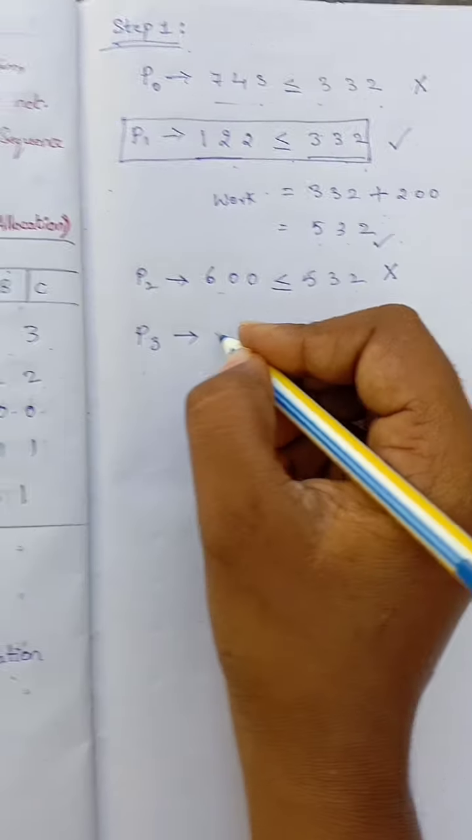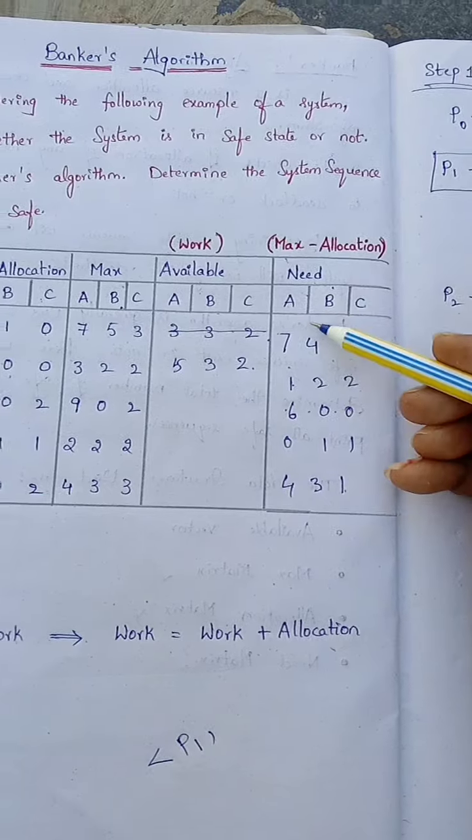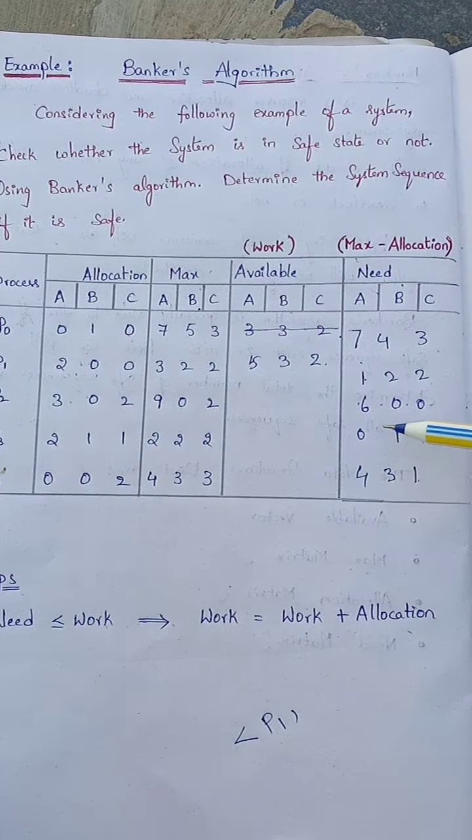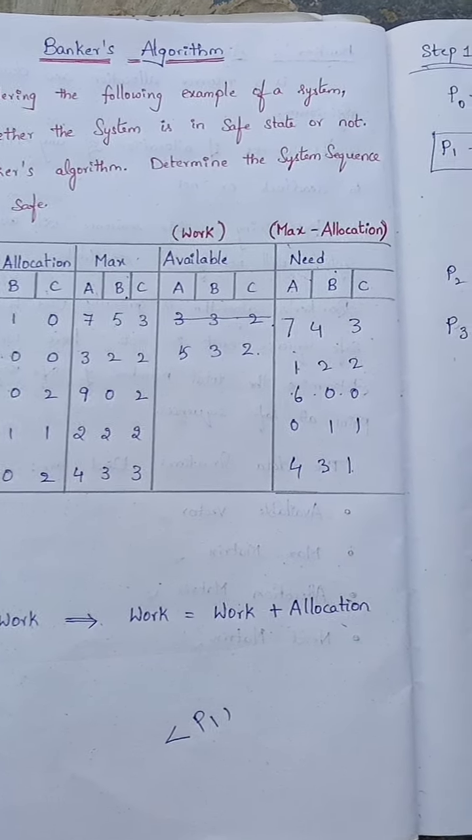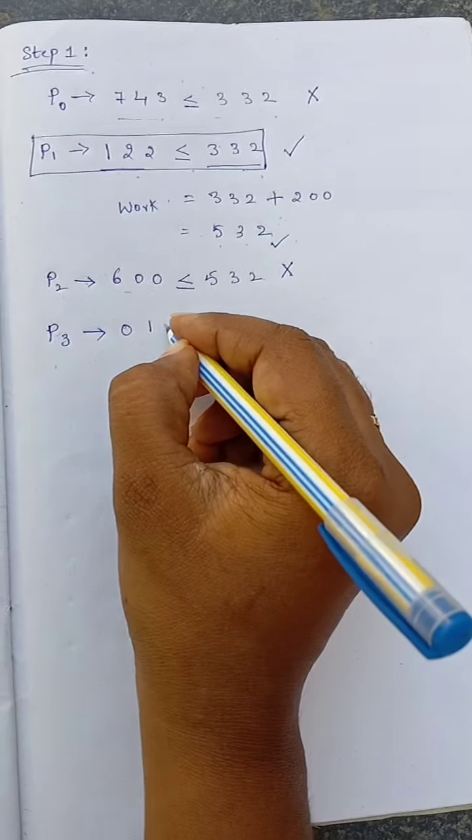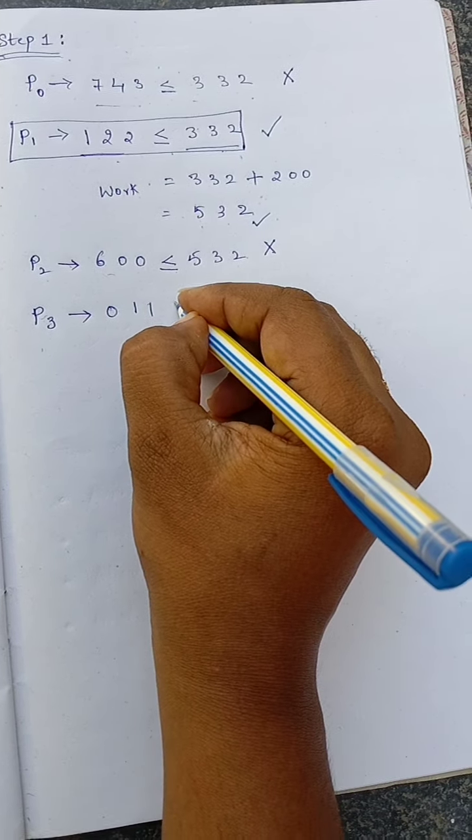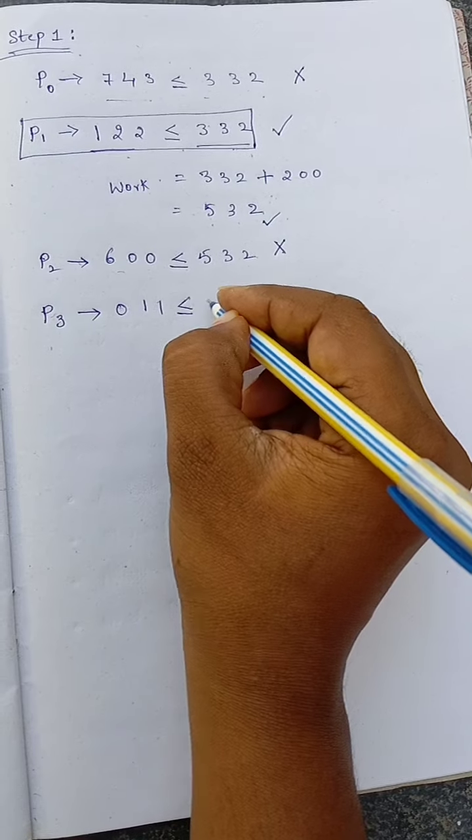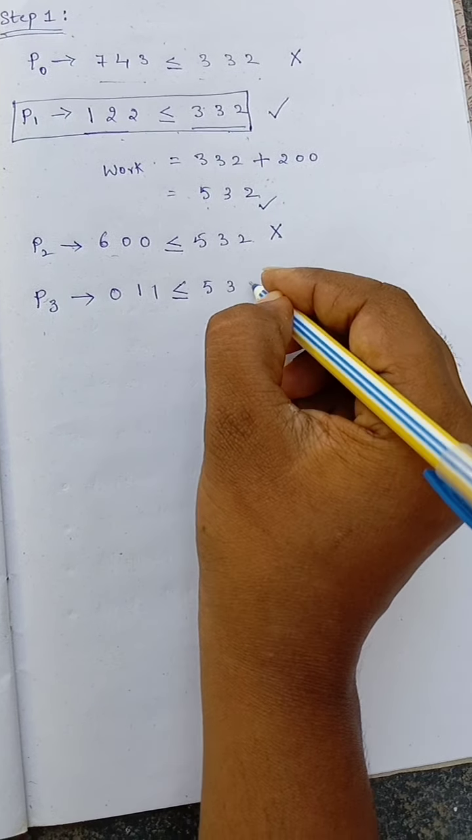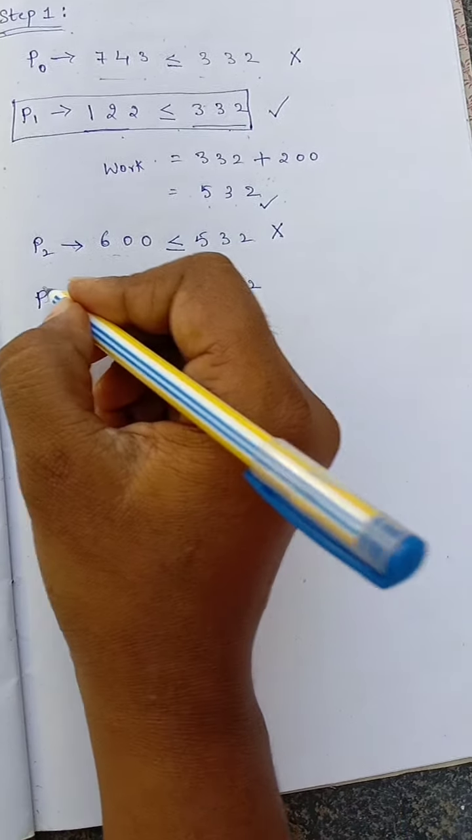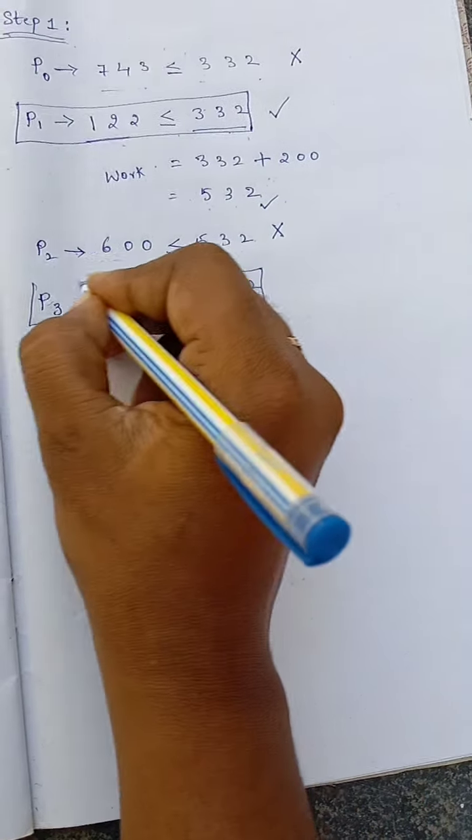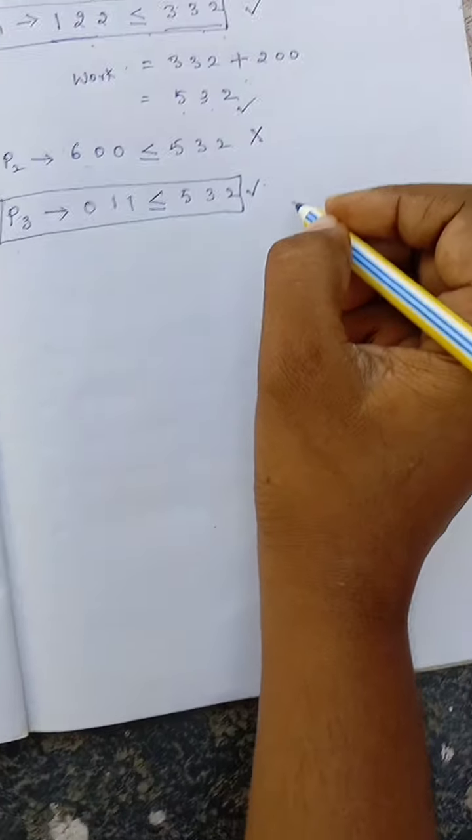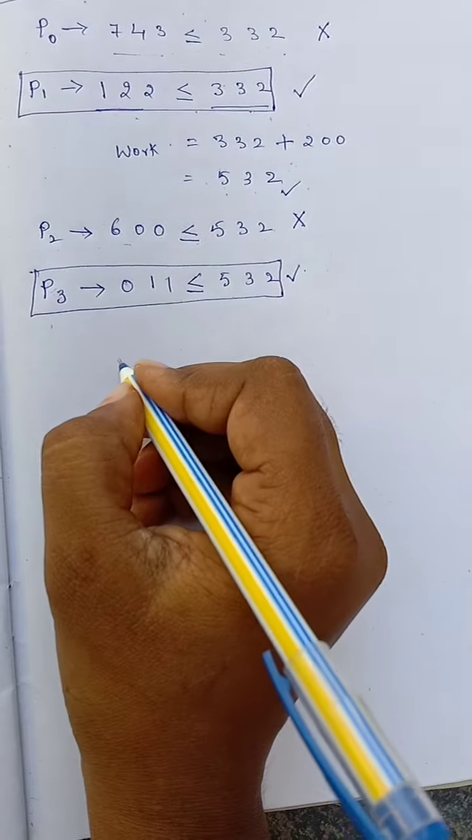The need of P3 is 0, 1, 1. So let us check whether it is less than or equal to work, nothing but 5, 3, 2. So the condition is true, success. So if the condition is true, we have to calculate the work.